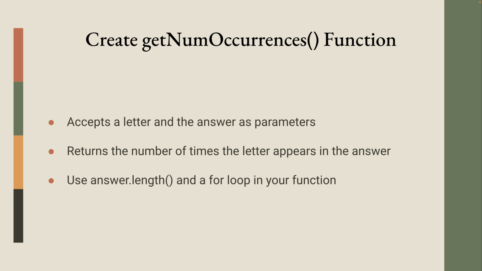I don't know what the function is going to be, but just write get num occurrences and then parentheses, write char letter, string answer. Can you name the type? We don't have to define char letter again, because we can just use letter directly now. But your function header looks good. How many times it appears?